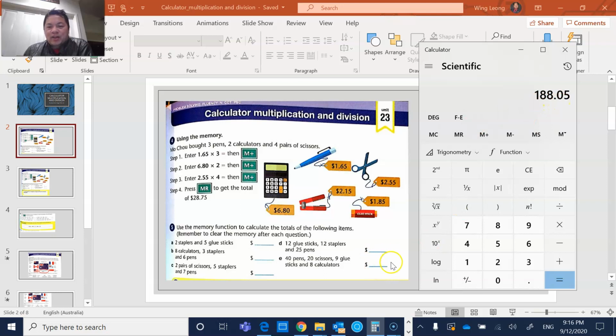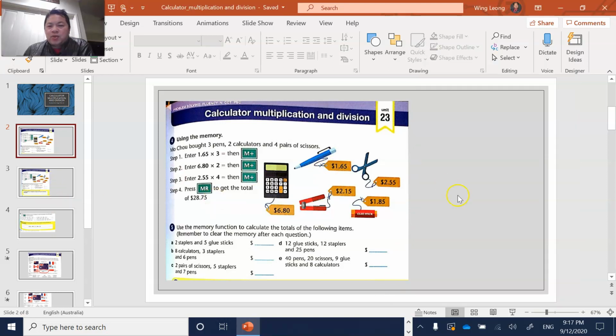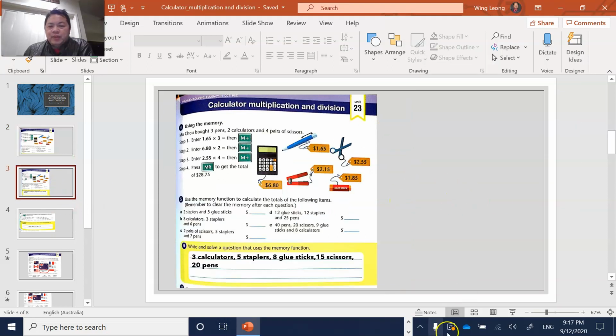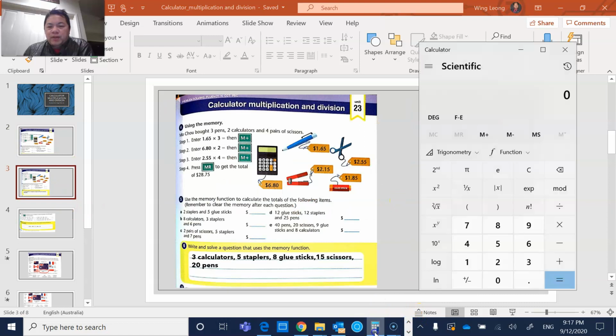So write your answer here. Just verify whether your answer is the same as mine. After each question, remember, clear the memory, clear the screen, so that we can move on to the next question. So from here, you're supposed to create a question on your own.